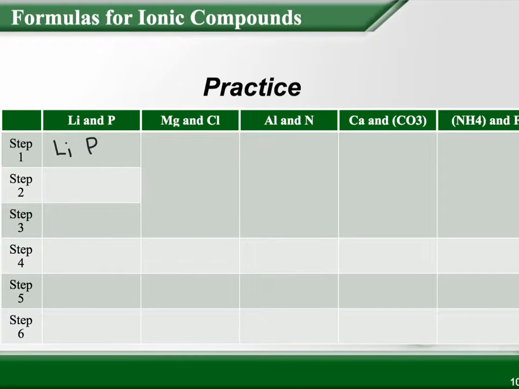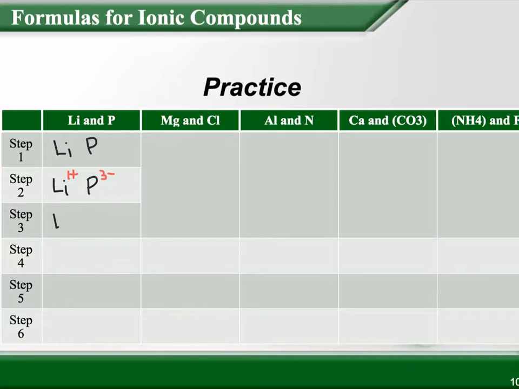Alright, for this first example, I'm going to go ahead and write out what I stopped with the previous step, so that I can start this step with it. And we can see what's happening at each step. Alright, so in the second step we're supposed to add the charges. So lithium is found in 1A, and it loses 1 electron, so it becomes 1 plus. Phosphorus is in 5A, so it's going to gain 3 electrons and become 3 minus.